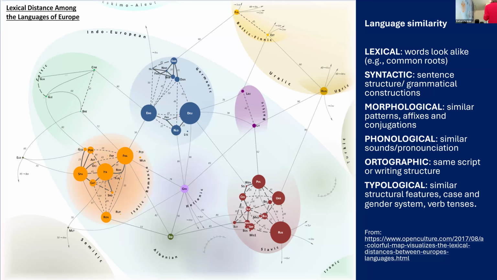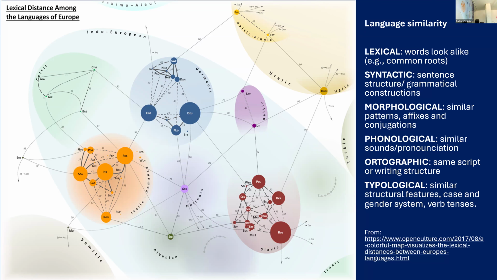So let's look now into language similarity and what we mean when we talk about it. What do we mean when we say that a language is similar to another one? This can happen in many different ways, actually. This is a nice map that I found with lexical distances. I think lexical distances can be a good reference for what people typically mean by similar language.